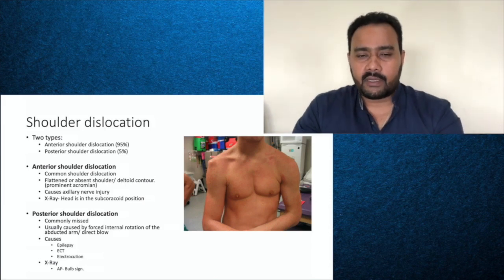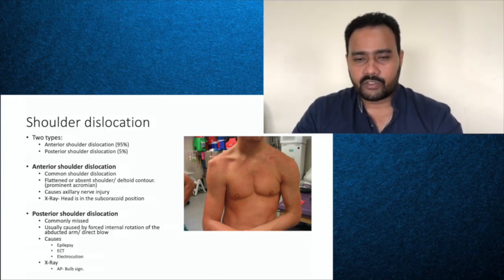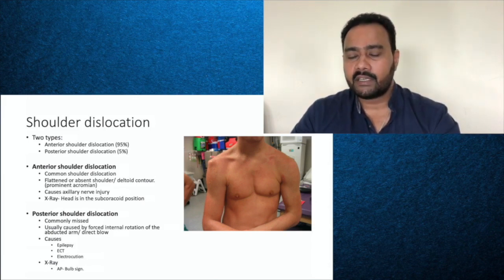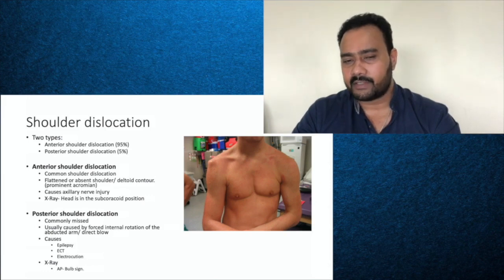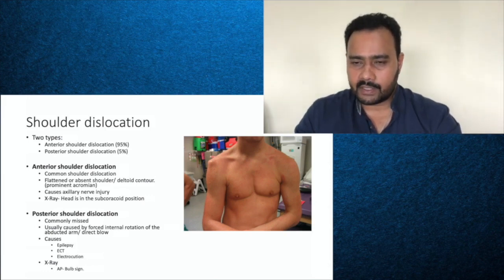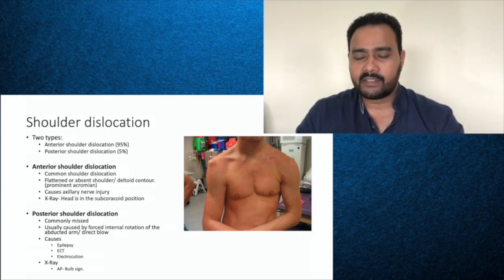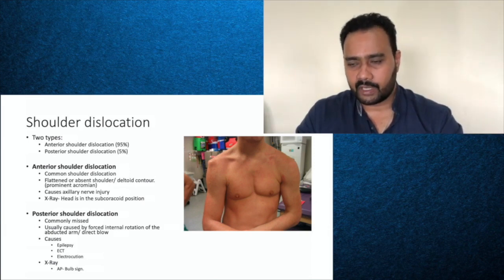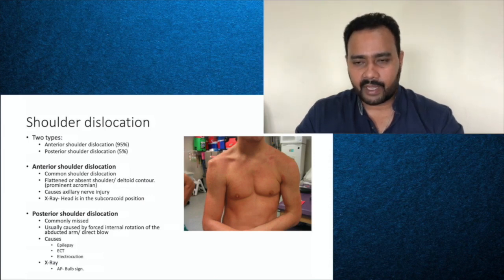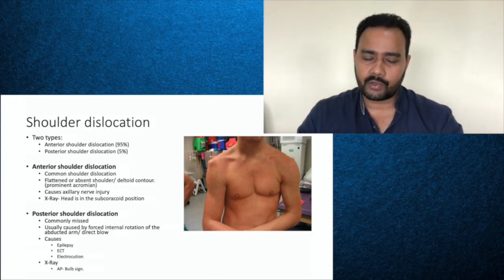The common shoulder dislocation is the anterior shoulder dislocation, and whenever people get an anterior shoulder dislocation, the deltoid contour will be flattened, right. Why? Because in this area you can see the prominent acromion process. Because of the prominent acromion process, the deltoid contour is lost. That is the typical feature whenever someone comes with a shoulder dislocation. Compared to the opposite side, the left side, you can see the contour is lost here. So, that indicates an anterior shoulder dislocation.